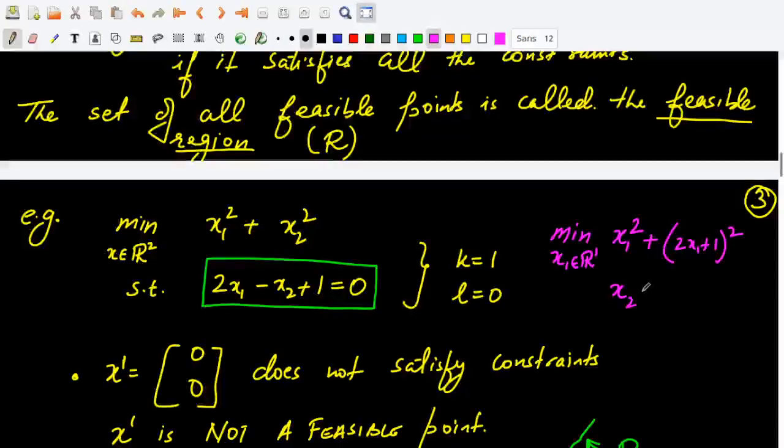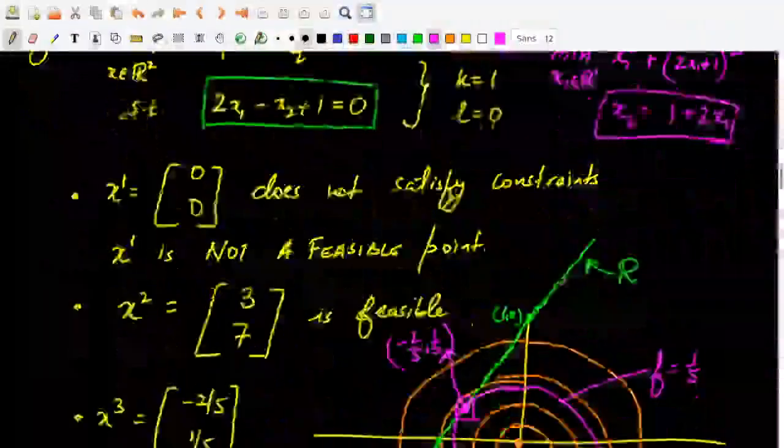X2 is uniquely determined once x1 is fixed. Since x2 does not appear in the objective function, I can even ignore it. Once I find the minimum of this function, I can plug the value of x1 and get x2. So at least for this problem, there is a way around by substituting some variables out and solving an unconstrained problem to find the minimum point.